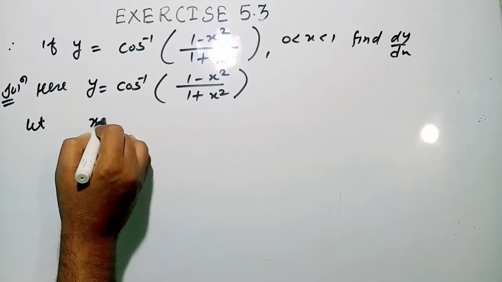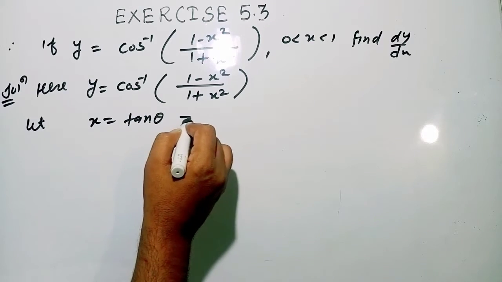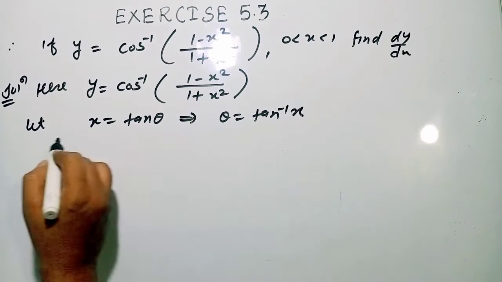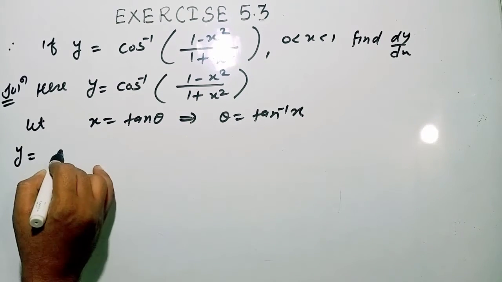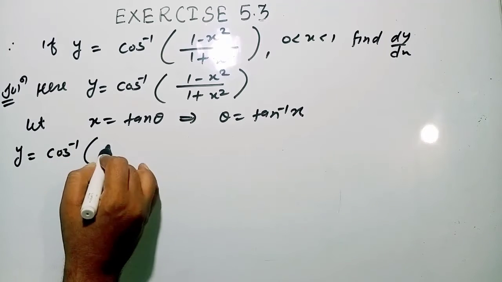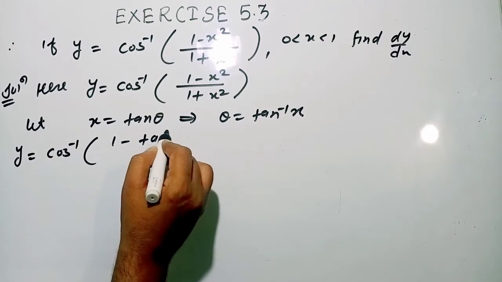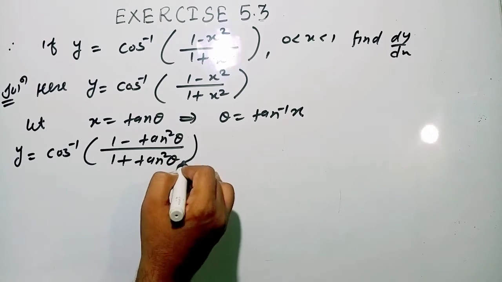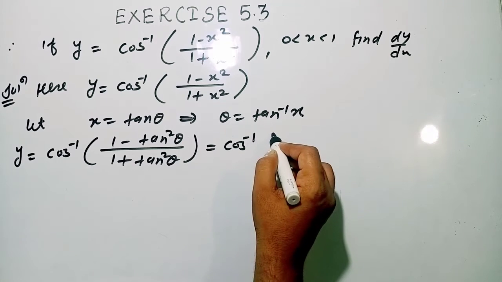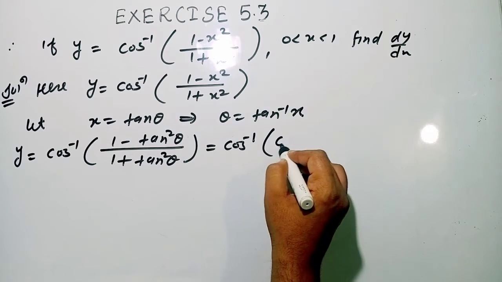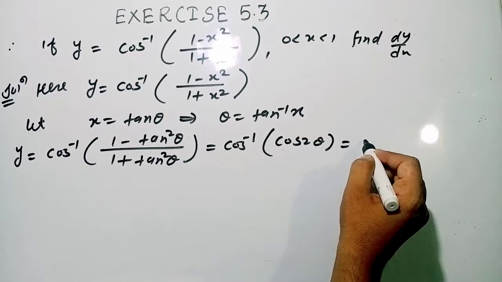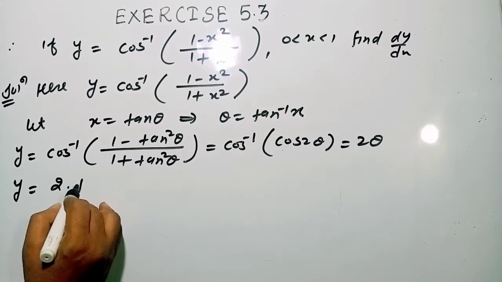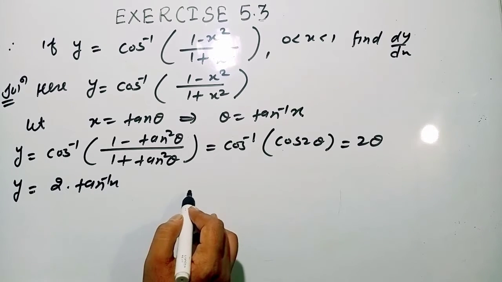Now in place of x we are writing tan theta. So theta will be what? Tan inverse x. So here y is equal to cos inverse 1 minus tan square theta divided by 1 plus tan square theta. Okay, this is the formula of cos 2 theta, right students? So this is cos 2 theta. Now cos inverse and cos will be cancelled, so we are getting 2 theta. So y is equal to 2 into tan inverse x.